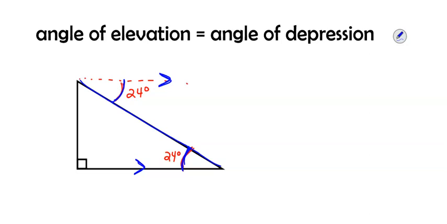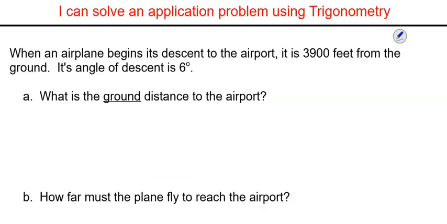If I ever see angle of depression, I will just throw it down where the angle of elevation would have been. Okay, so first word problem. When an airplane begins its descent to the airport, it is 3,900 feet from the ground. Its angle of descent is 6 degrees. What is the ground distance to the airport?